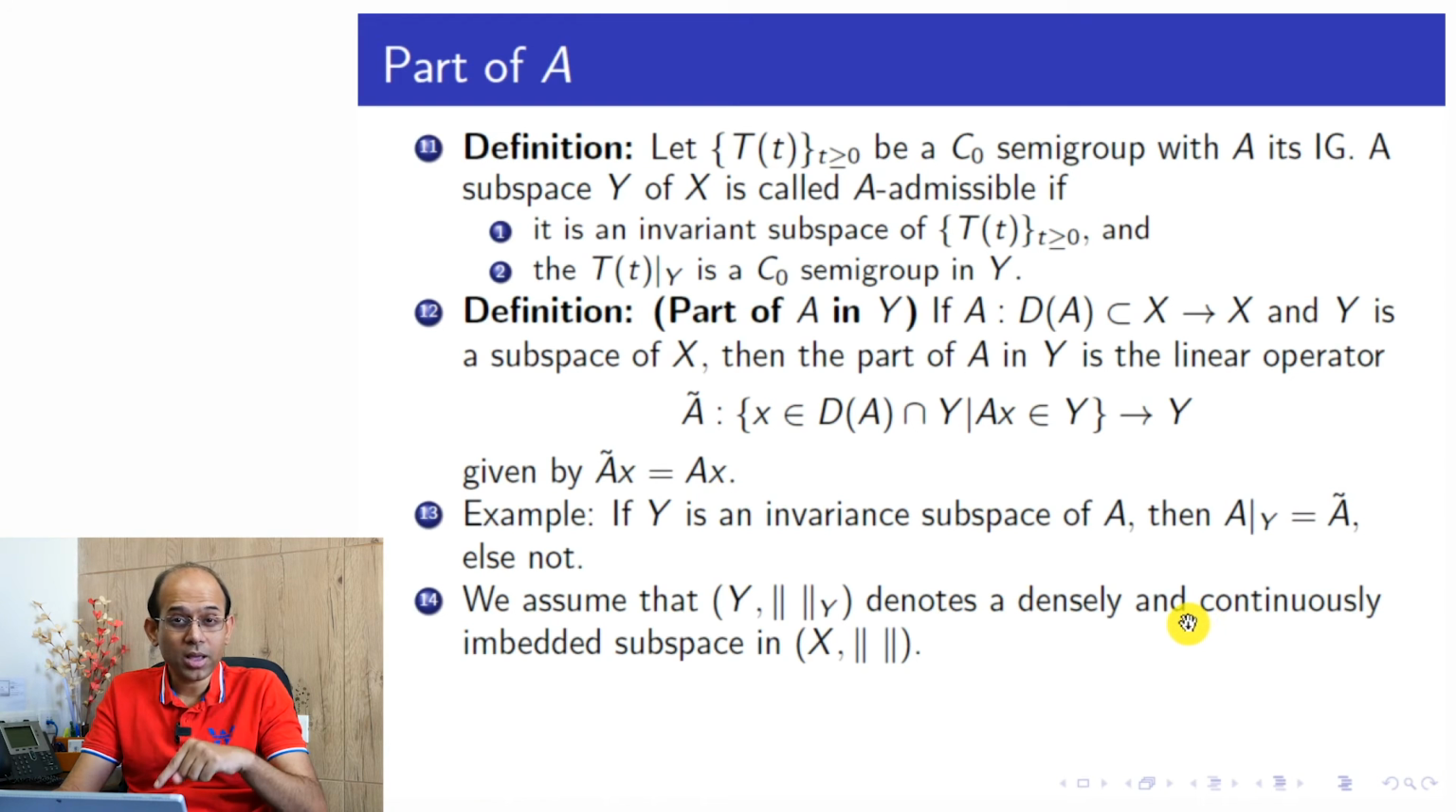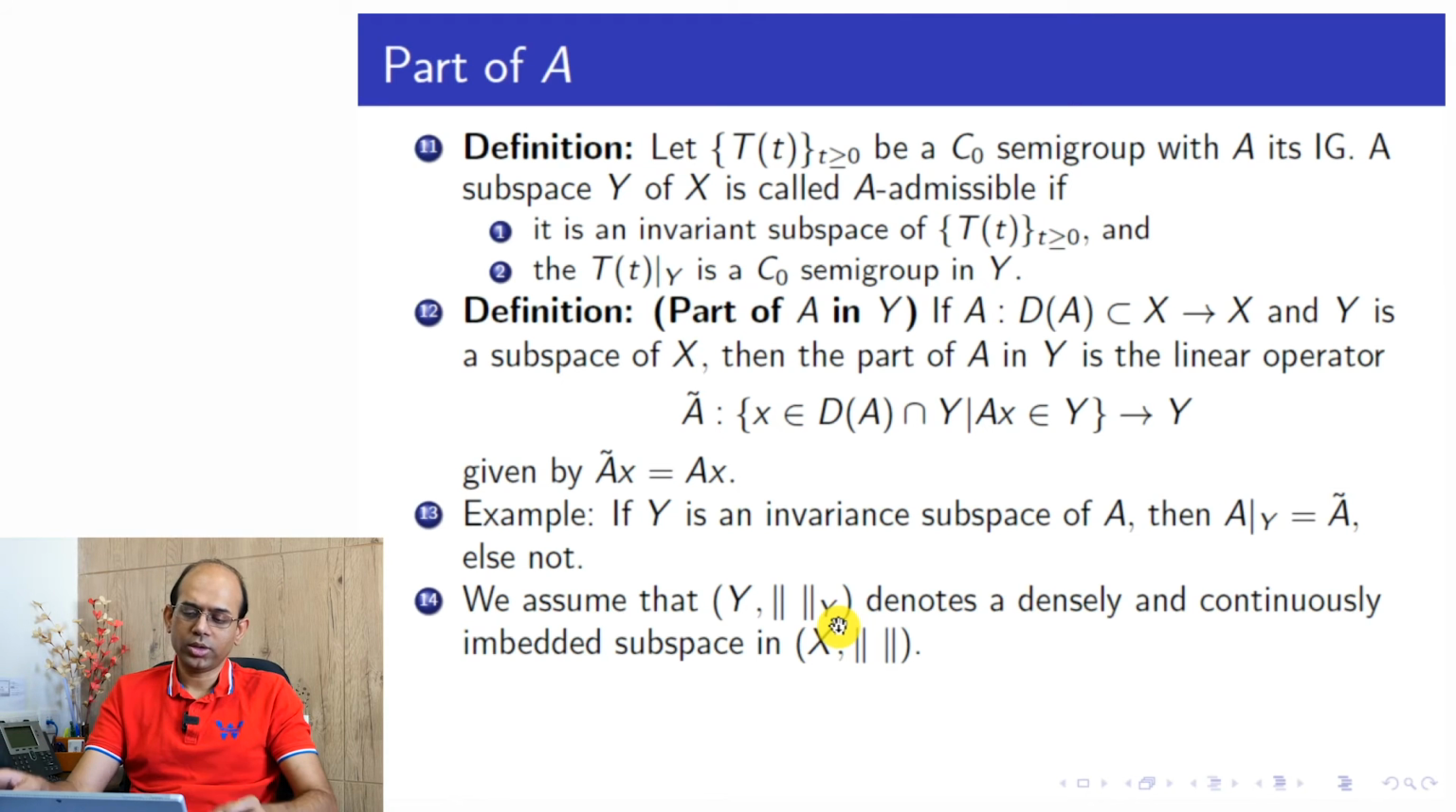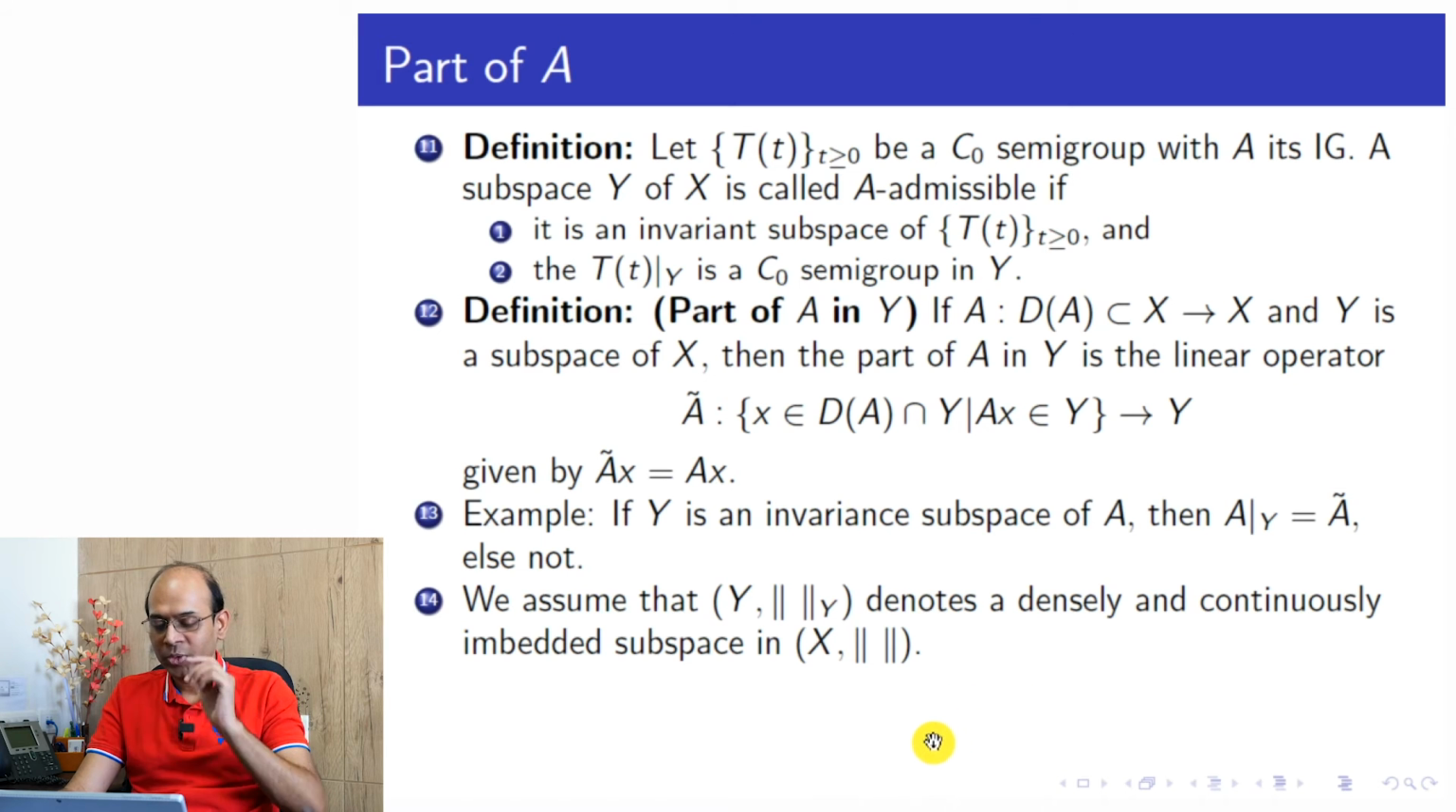It means the identity map from Y to X, since Y is a subspace of X, is continuous when in the domain we take the topology of the norm of Y, and in the codomain we take the topology coming from the norm on X. If these two are true, then we say Y is a densely and continuously embedded subspace of X, and we are going to assume that throughout.